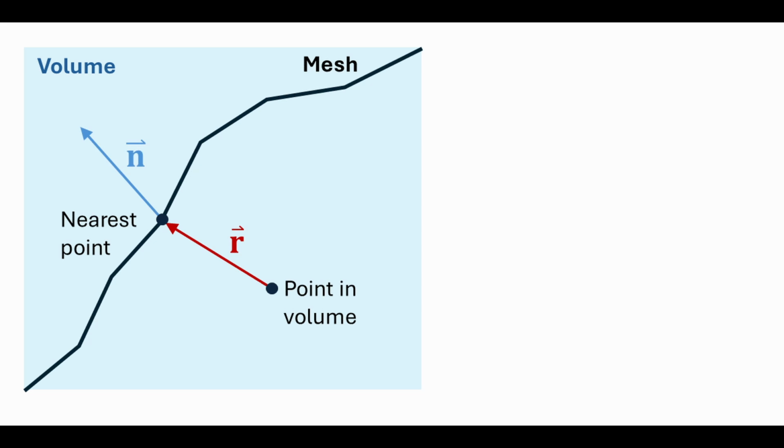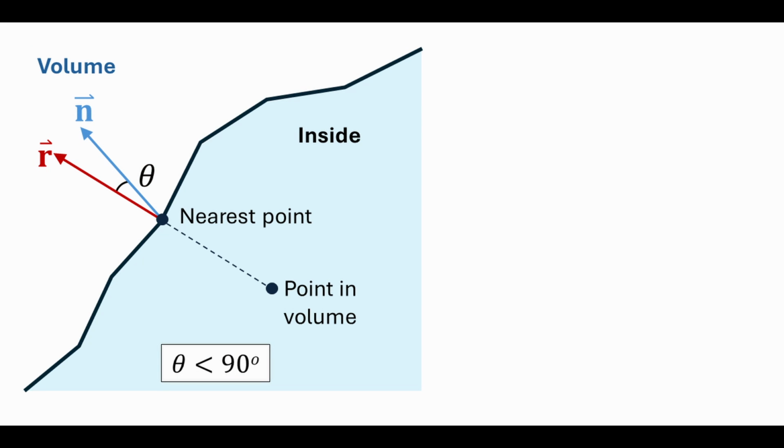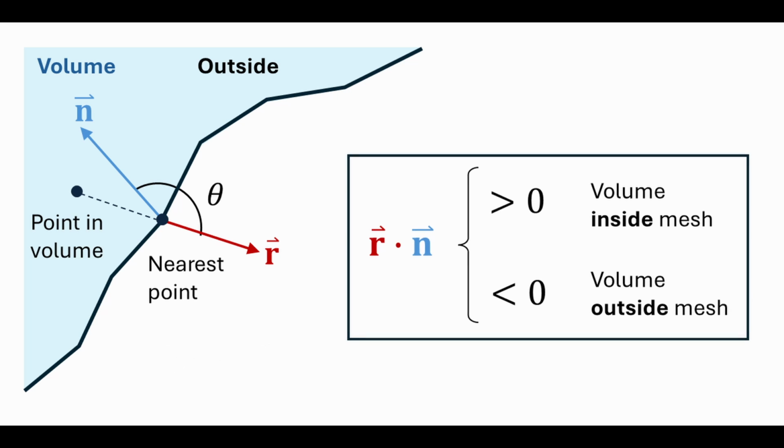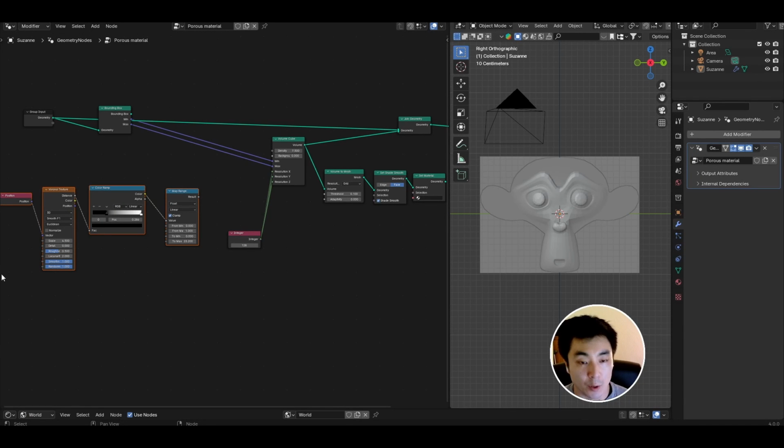We also want to find the normal vector at that nearest mesh point. I'm going to call it N. And we're going to evaluate the dot product between R and N. If the volume point is inside of the mesh, the angle between the vectors should be less than 90 degrees, whereas if the volume point is outside, it'll be more than 90 degrees. So by taking the dot product, we have this relationship here, where the dot product should be greater than 0 if the volume point is inside of the mesh, and it should be less than 0 if it's outside of the mesh. So let's go ahead and make this using nodes.